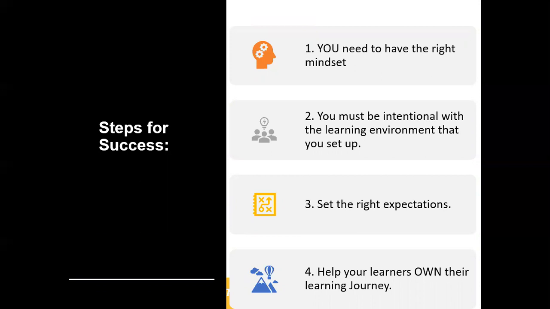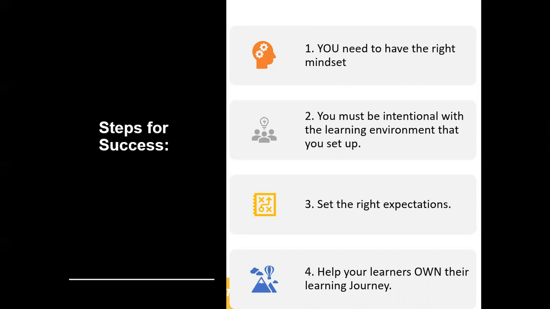Next, you must be intentional with the learning environment that you set up. Okay. Number 3, you must set the right expectations. Okay. And last of all, you must be able to help your learners own their learning journey.